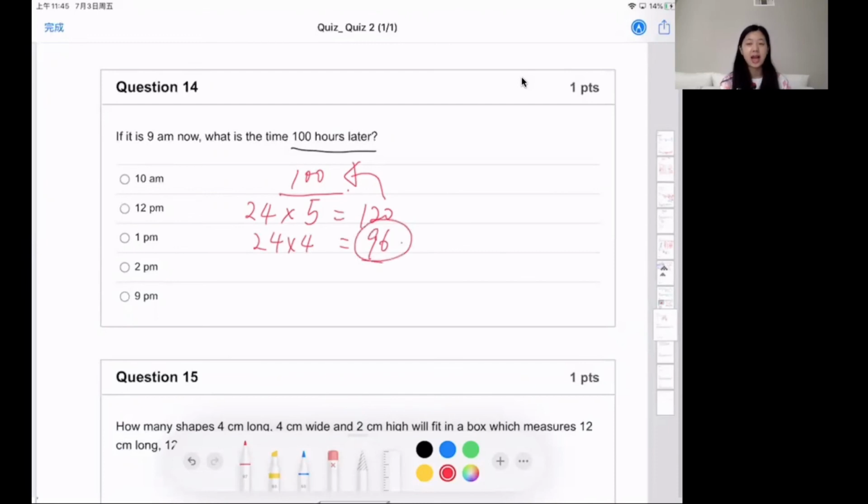96 hours, which is 24 hours later, it's 9 a.m. again. So 100 minus 96. So after 4 more hours, what is the time, right? So 9 a.m. after 4 more hours, you can count 9 a.m., 10, 11, 12, and then 1 p.m.